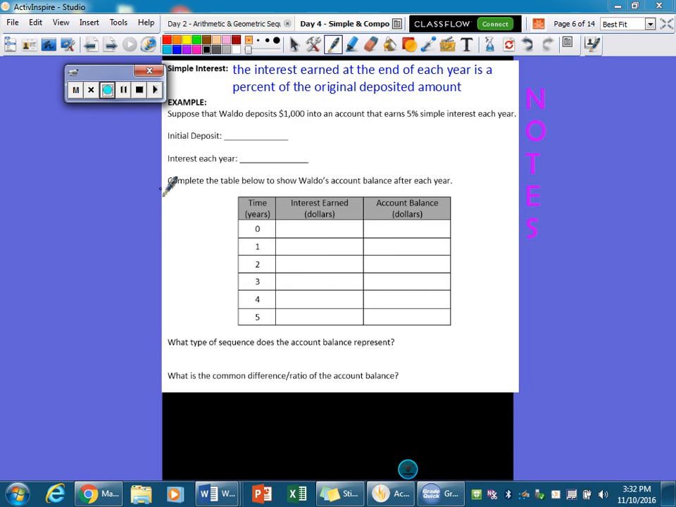All right, welcome. So again, we're doing compound and simple interest today, and we're going to start with simple. Right here we already actually have the definition of simple interest written down. The interest earned at the end of each year is a percent of the original deposited amount. Now, that might seem a little weird. Let's talk about what interest means.